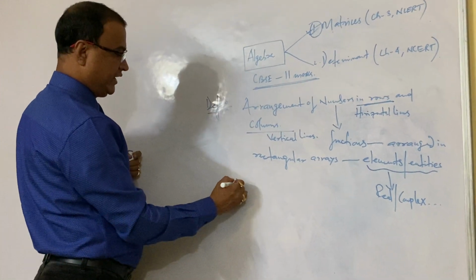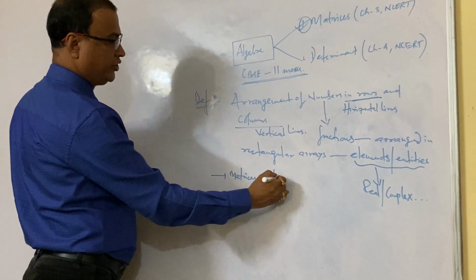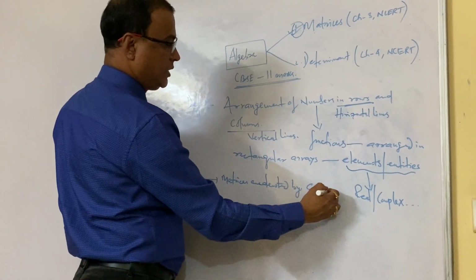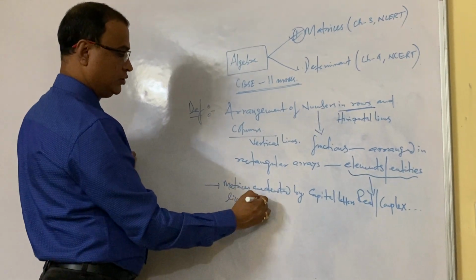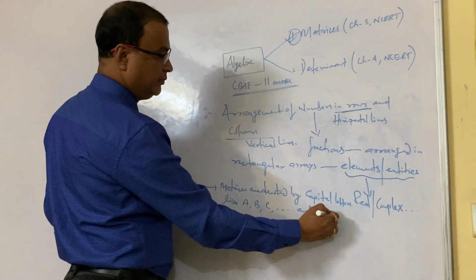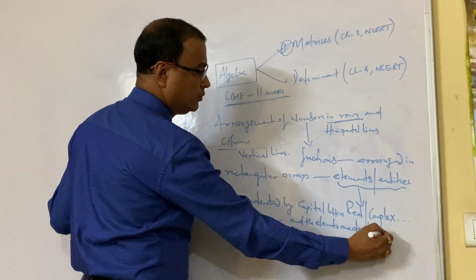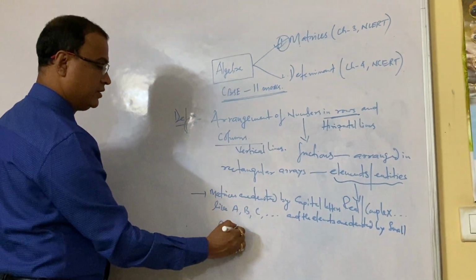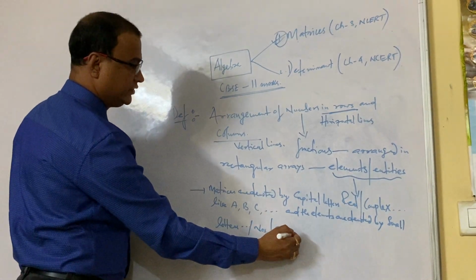Matrices are denoted by capital letters like A, B, C and so on, and the elements are denoted by small letters, or maybe by numbers, or maybe by functions, as the case may be.